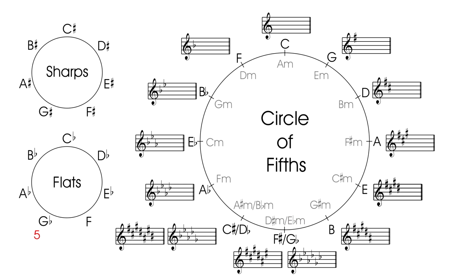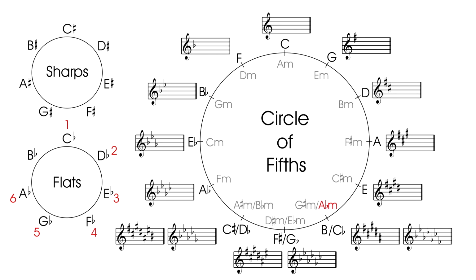If G flat is 5, then 8 is C flat. Count up 4 and lower F to F flat. The key signature of C flat has 7 flats: B flat, E flat, A flat, D flat, G flat, C flat, and F flat. 6 up from C flat, the relative minor of C flat major is A flat minor.